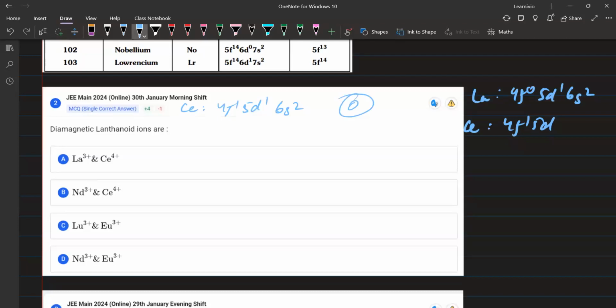All the inner shell electrons are filled. So what will it be? Diamagnetic. If we talk about lanthanum, lanthanum is going to have 4f0 5d1 and 6s2. Remove 3 electrons, it will be 0, meaning all the other inner shell electrons are filled. That's right, lanthanum positive and cerium positive, both of these are going to be diamagnetic.